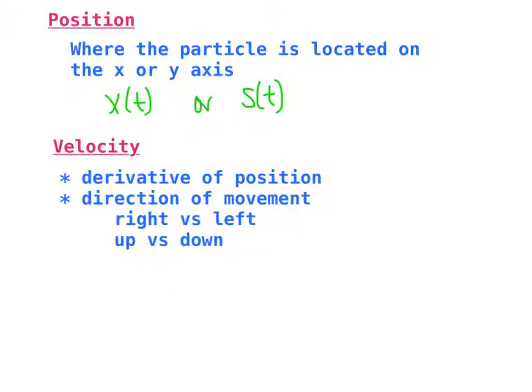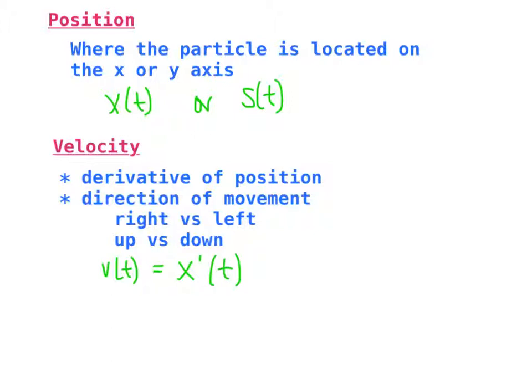And so what is our notation for velocity? Well, because it starts with a v, we actually use v of t for velocity. Now, velocity we said was the derivative of the position function, so it would also be the same as x prime of t.